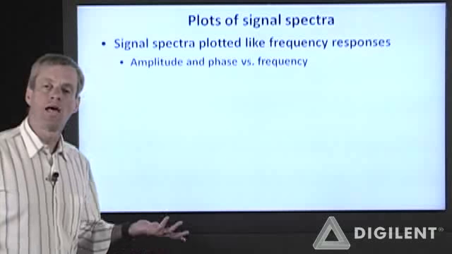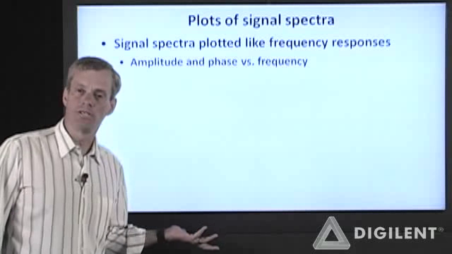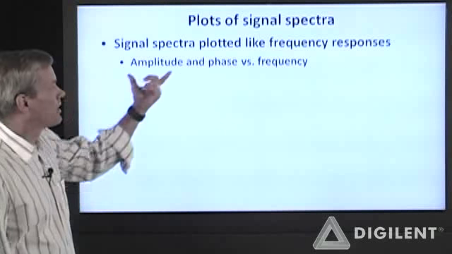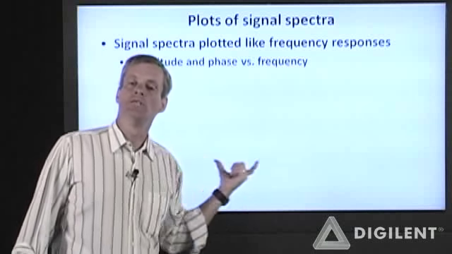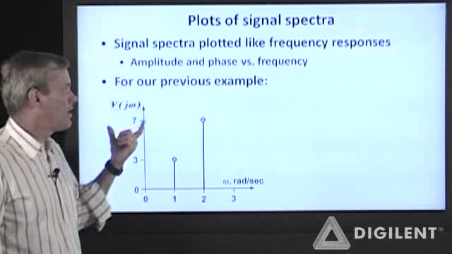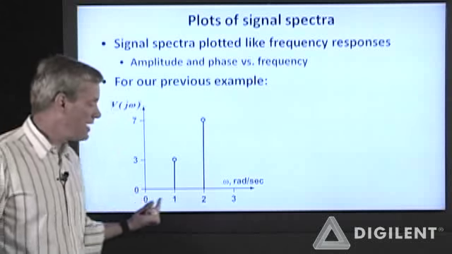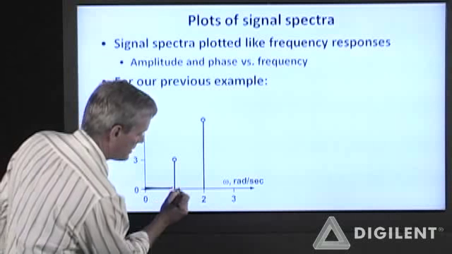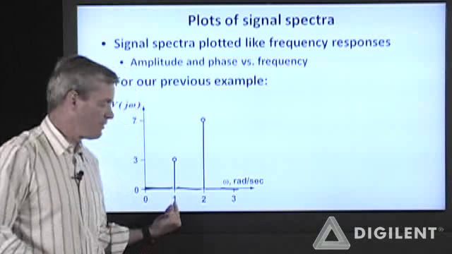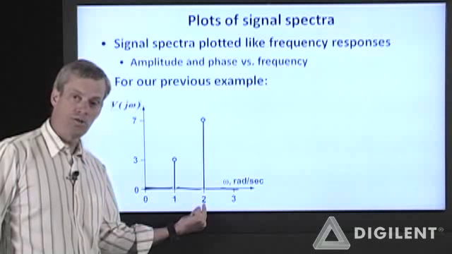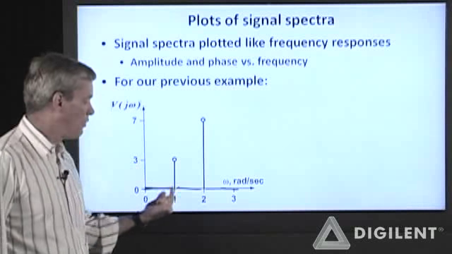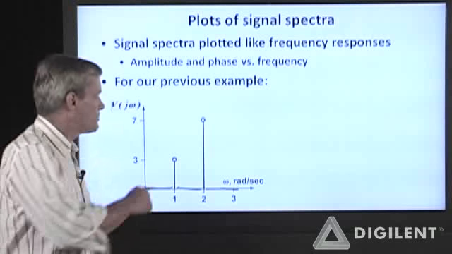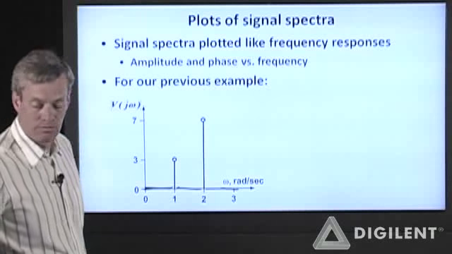Now, signal spectra are plotted essentially in the same format as our frequency responses. We have a magnitude and we have a phase. They're both functions of frequency. So we're going to end up with amplitude and phase versus frequency. We'll need two plots. For our example, the magnitude of V of j omega as a function of frequency is 0 everywhere, except for frequencies of 1 radian per second and 2 radians per second. At a frequency of 1 radian per second, we have an amplitude of 3. For a frequency of 2 radians per second, we have a magnitude of 7.